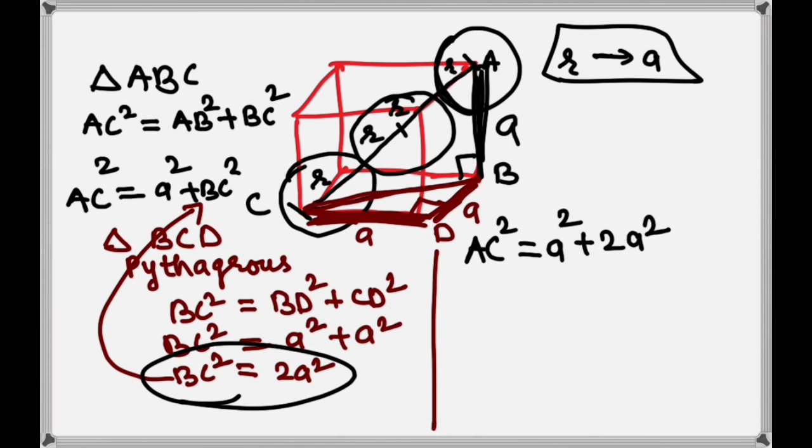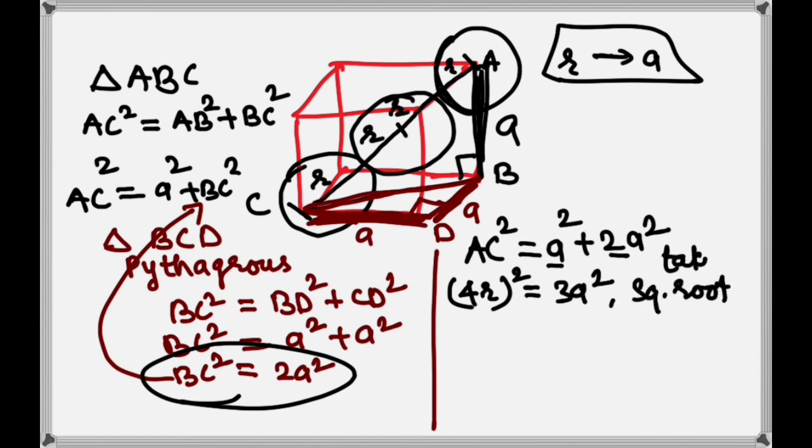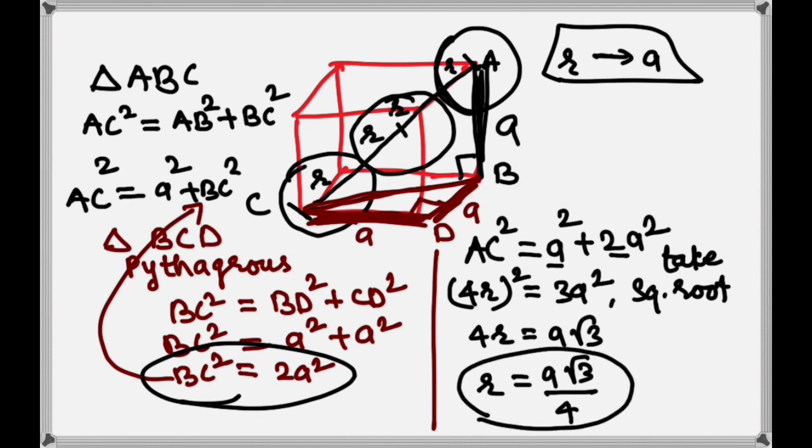So finally, substituting the value of AC as 4r, it is squared. So 4r square is equal to 2a plus a, 3a square. Now taking square root, it becomes 4r is equal to a root 3, or r is equal to a root 3 divided by 4. So that is the relationship between r and a in case of body centered cubic. So value of r is a root 3 by 4.